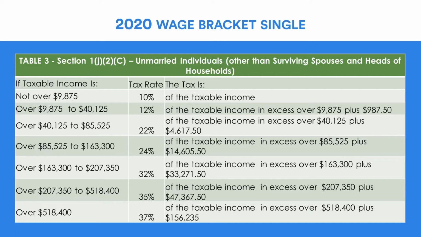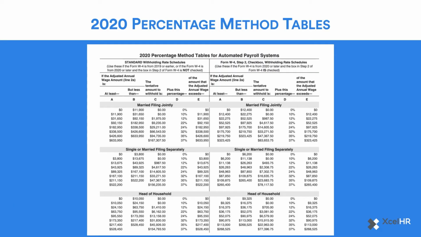Here is the 2020 wage bracket for a single individual. Tax rates range from 10% to 37%. They'll tax the first $9,800 at the 10% level. Then the next $30,000 they'll tax at 12%, and so on and so forth. So this is what's called a graduated rate tax system.